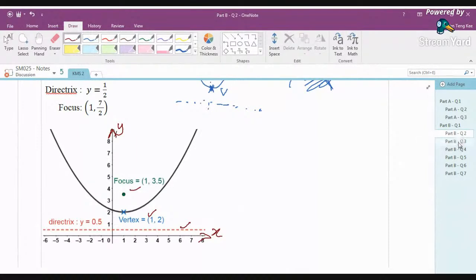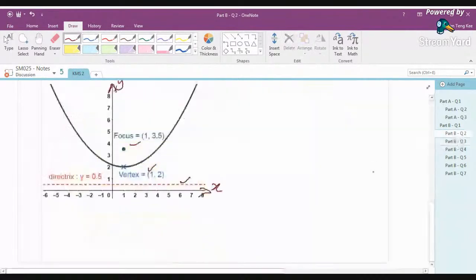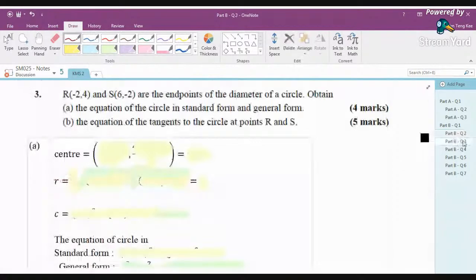Question 3. We have points R and S, which are the endpoints of a diameter of the circle. Find the equation of the circle in standard and general form. B, the equation of the tangent to the circle at point R. First of all, let us try to understand the situation by a rough sketch. We sketch a rough diagram to understand what is going on.